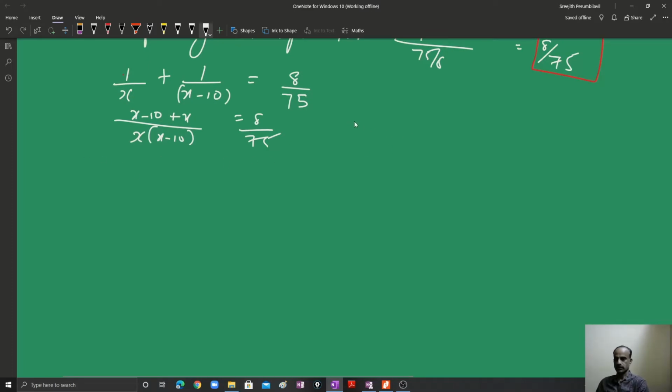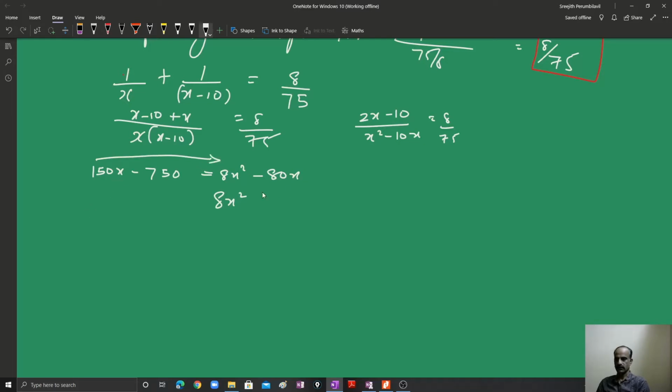So this is equal to (2x − 10)/(x² − 10x) = 8/75. When you cross multiply, 2 into 75, we get 150x − 750 = 8x² − 80x. Let us bring 8x² to this side.